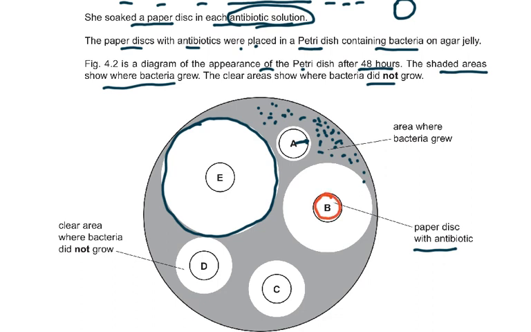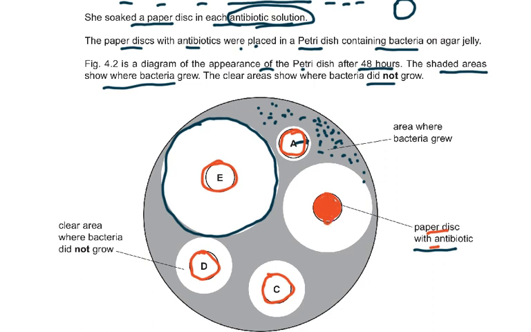So this is antibiotic A, B, C, D, E. This is C, this is D, this is B. So this was the paper disc with the antibiotic. Please try to visualize this. This is the paper disc, right?